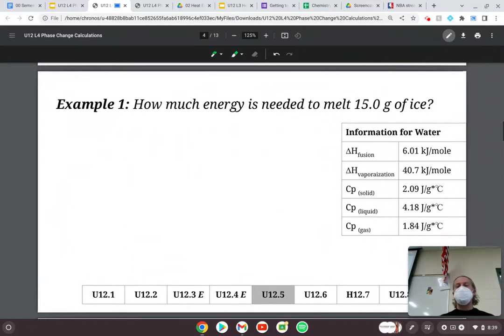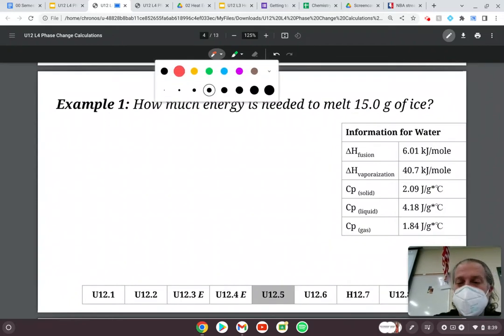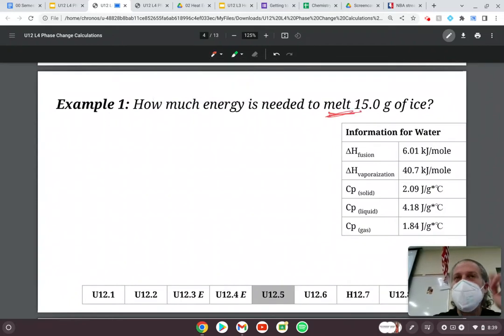Now, in this instance, what I'm seeing is that the problem is telling me we are going to melt something. And so in my head, if we are going to melt something, that means that we are going to go from a solid to a liquid, right? And if we're going to go from a solid to a liquid, that tells me also that I'm going to need the heat of fusion.